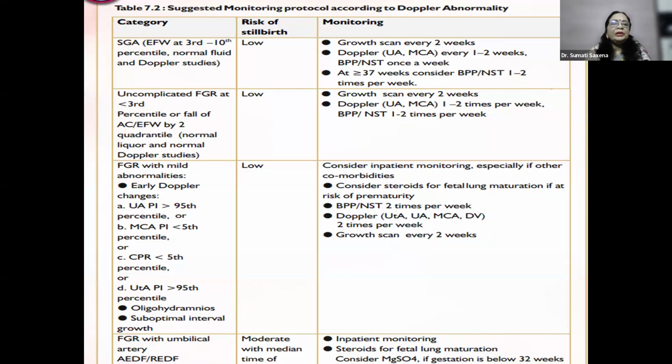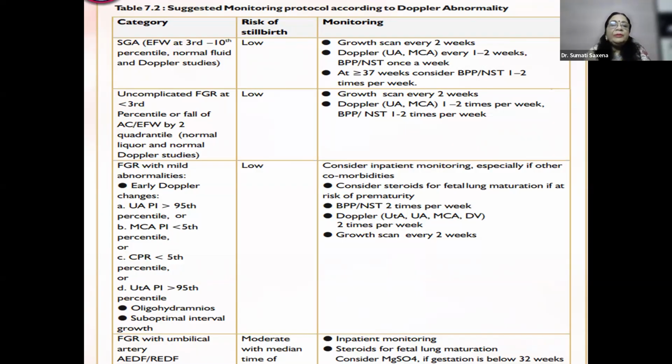So how will you monitor? If the baby is small for gestational age, but the estimated fetal weight is between the 3rd percentile and 10th percentile, and Doppler studies are normal and liquor volume is normal, then the risk of stillbirth is low. Then a growth scan is done every 2 weeks, Doppler studies once or twice a week, and biophysical profile and NST once a week.